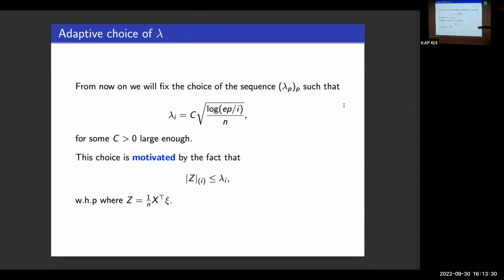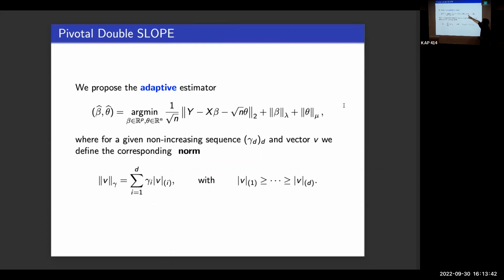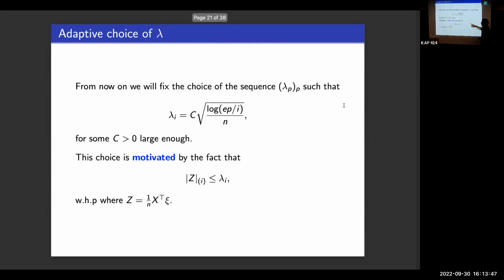So it turns out for lambda i, this is exactly the choice. This log p over i turns out to be exactly the level of the ith order statistic of sub-Gaussian variables. So that's why we choose lambda i. Remember that lambda i is the thresholding sequence for beta, and mu is the thresholding sequence for theta. For lambda i, the noise, this z variable, which is x transpose psi, behaves as a sub-Gaussian because we can leverage the sub-Gaussianity of x, so this whole thing behaves roughly as sub-Gaussian. So for the lambda i's, we only need a sub-Gaussian-like level of thresholding.